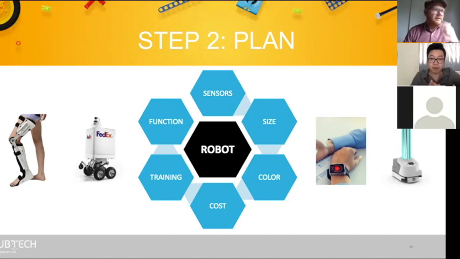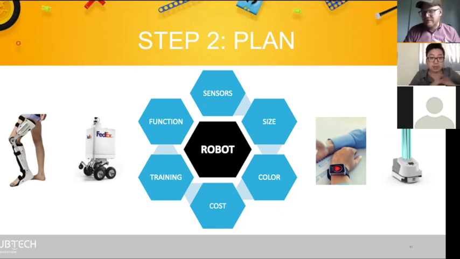And then costs, of course. Your robot can't be super expensive, like $1 million a unit. Not that many hospitals would be able to buy a robot from you. So the cost has to be within a reasonable range so that it can help the most amount of people.